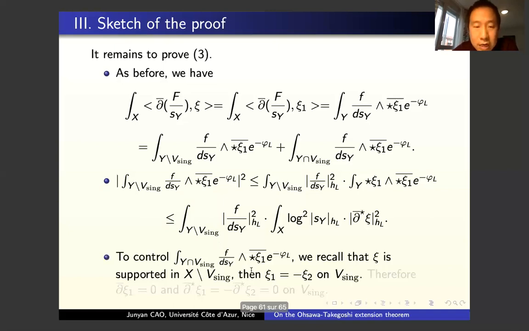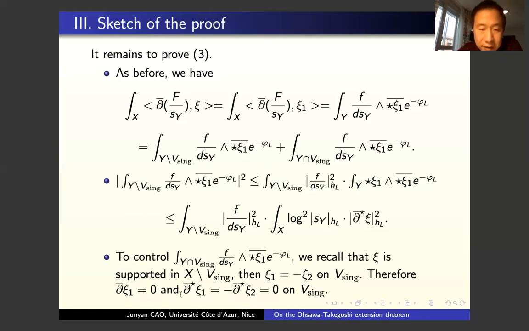So how can we control it? Now the trick is that the test function C is supported outside V. So therefore we know that C1 equals minus C2 on V. We recall that C1 is dbar closed and C2 is dbar star closed. So by using this equality, dbar star C1 equals minus dbar star C2, which equals 0. So C1 is in fact dbar closed and also dbar star closed. So that means C1 is in fact harmonic.